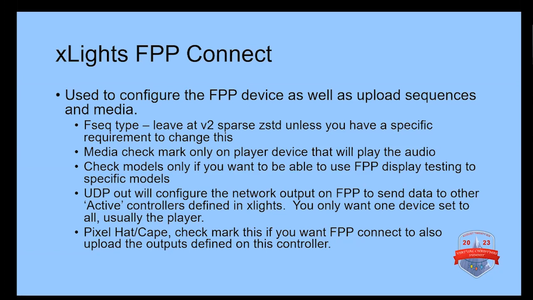On the far right, there's a check mark for pixel hat / cape. If you have an FPP based controller, like the Pi Zero we have in our demo here, that's outputting to a ColorLight card for my P10 panels, or like a Colt controller or a Wally's controller, they all run FPP. If you check mark that, then when you do the FPP Connect, it will also upload the outputs to that controller as you have defined in the xLights visualizer, right? So those are the options that we have available in FPP Connect.